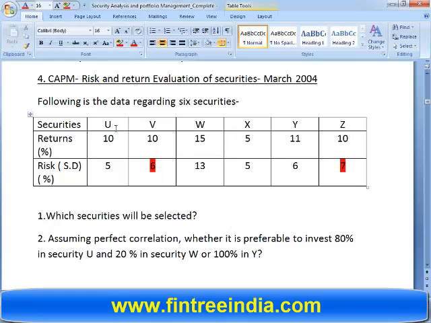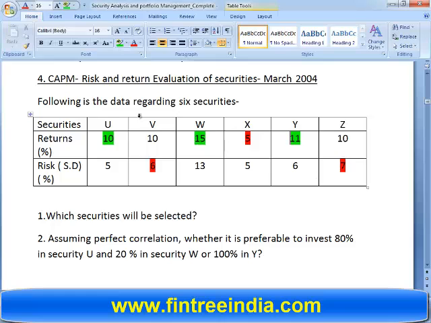Then we will say that U and X have the same standard deviation, but X has got lower return, so we will eliminate X. And then we would be left with 3 securities which are available for investment. So we are left with U, we are left with W, and we are left with Y. U, W and Y.